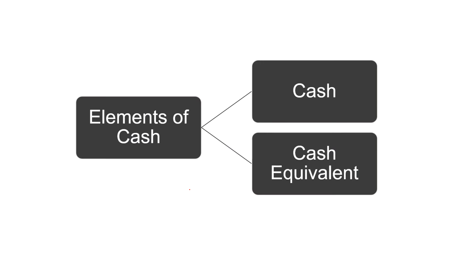Talking about the elements of cash, cash and cash equivalents are the two elements of cash. Cash includes cash in hand and demand deposits with the bank, whereas cash equivalents include short-term highly liquid investments which are readily convertible into cash. For example, treasury bills, commercial papers, commercial bills, certificates of deposit and call money are covered in cash equivalents.